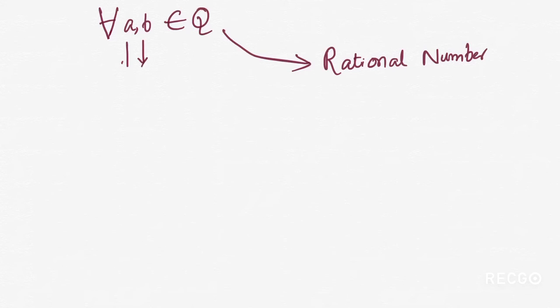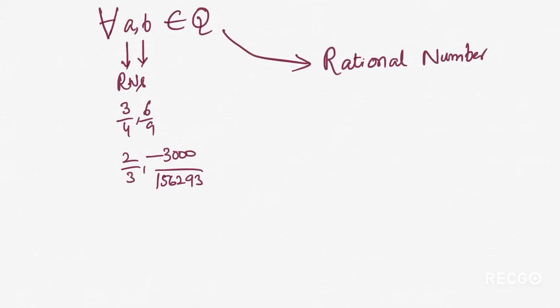For all a, b belongs to Q means these numbers are all rational numbers. Suppose 3 by 4, 6 by 9, like that. Anything may be happening for numbers a, b. 2 by 3, minus 3000 by 156,293. We can have large numbers even.